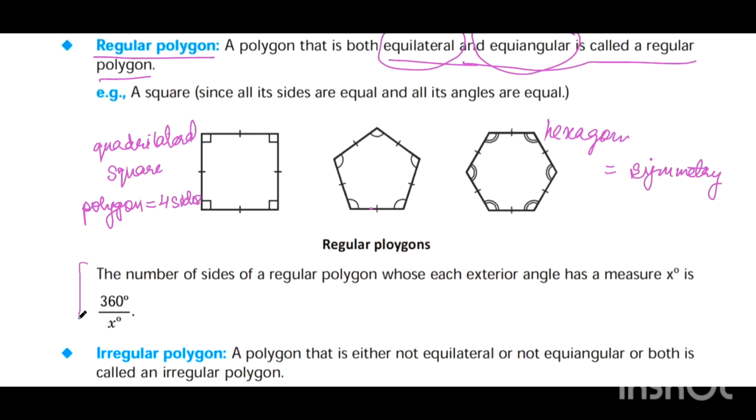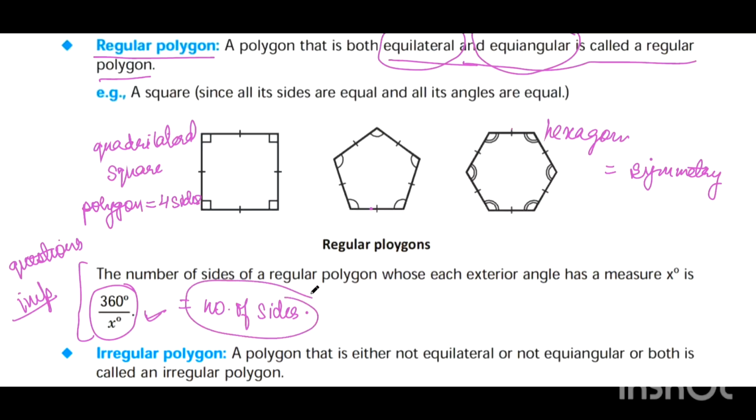So there is a very important formula and we will use this formula in many of our questions. It says that if I have a regular polygon whose each exterior angle has a measure x, then this gives the number of sides. Sometimes they will give you the value of x and ask how many sides, or sometimes they will give you the number of sides and ask you the value of x.